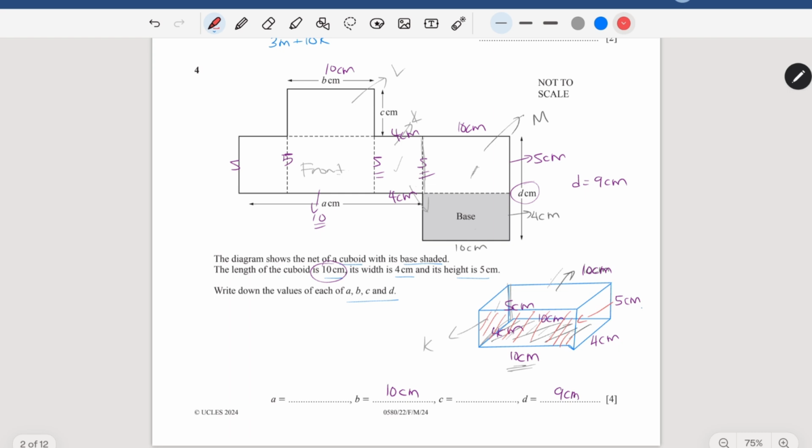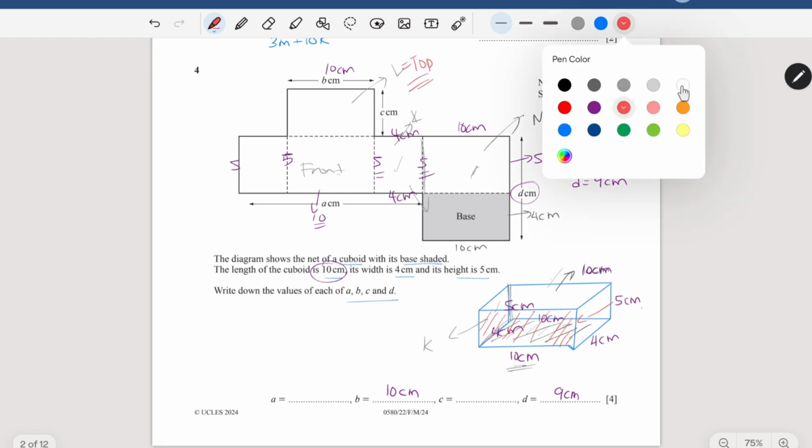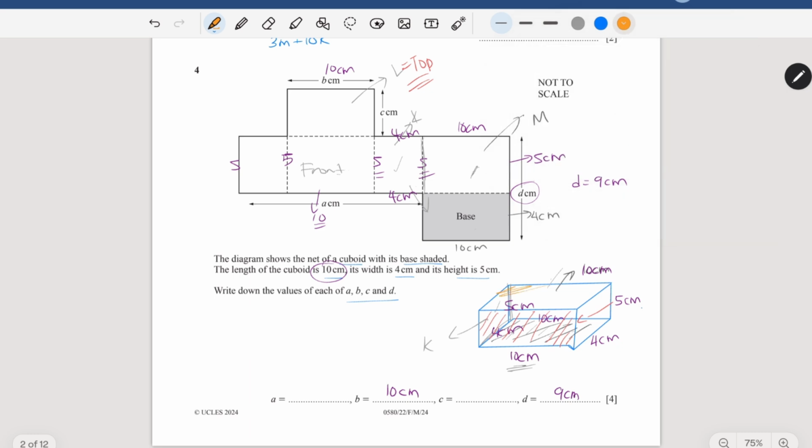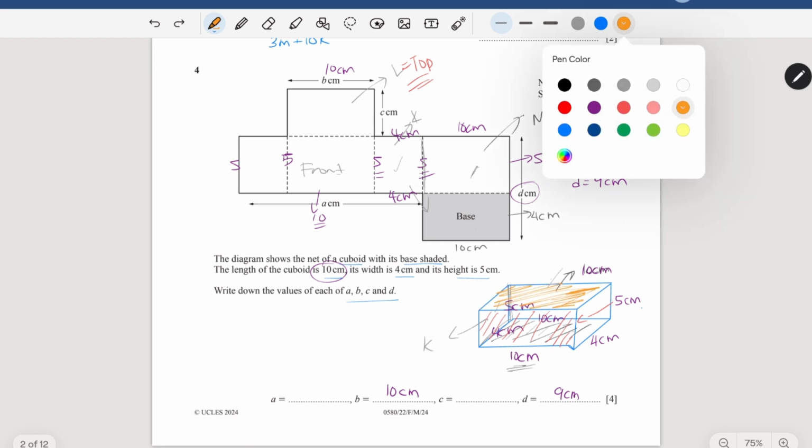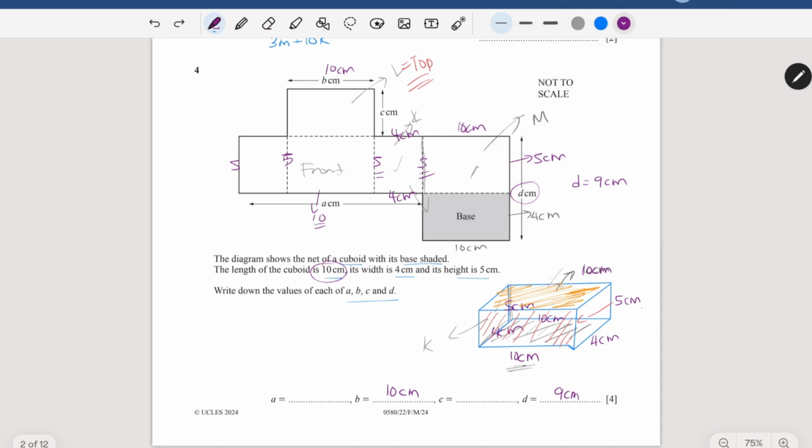If this is the front surface, of course L will be your top surface. Where is the top? Top is this one. If this is the top, the measurement should be 10 by 4 centimeter. The length is 10, then the width is 4 centimeter. So 10 by 4 centimeter, which means that your C is 4 centimeter.